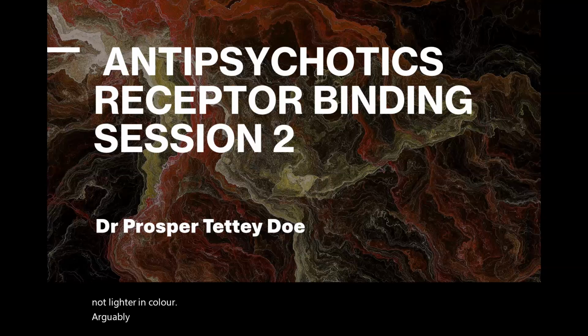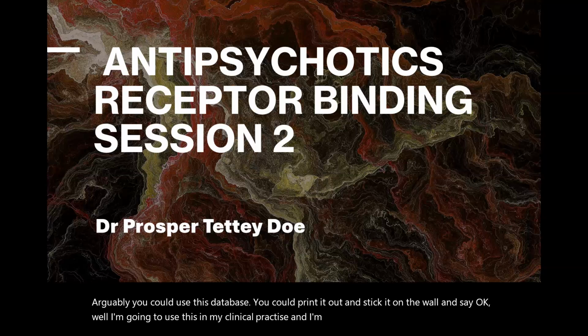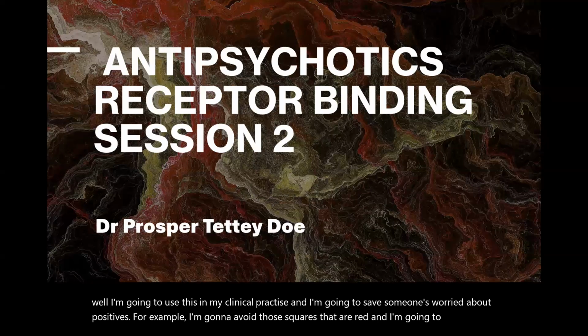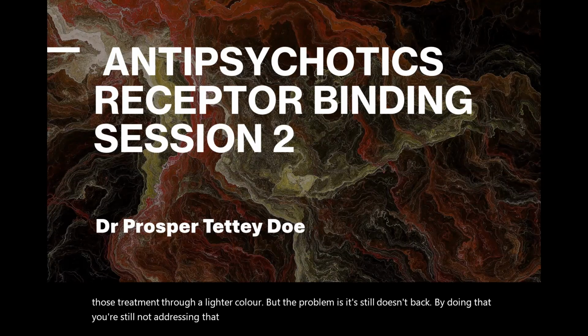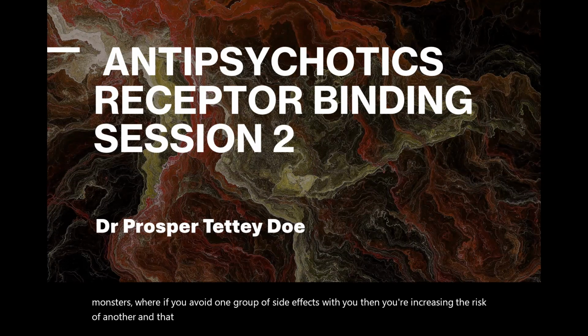Using this database, you can print it out, stick it on the wall, and say, okay, I'm going to use this in my clinical practice, and if someone's worried about Parkinsonism, for example, I'm going to avoid those squares that are red, and I'm going to aim to use those treatments that are a lighter colour. But the problem is, by doing that, you're still not addressing that issue that Odysseus had when he was sailing between the two sea monsters, where if you avoid one group of side effects, then you're increasing the risk of another, and that difficulty in personalising across treatments across various side effects.